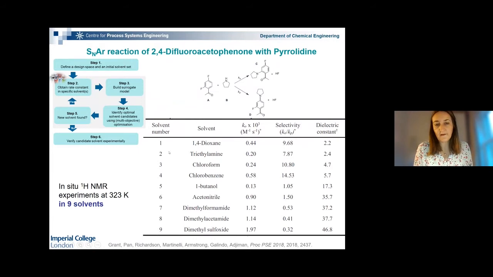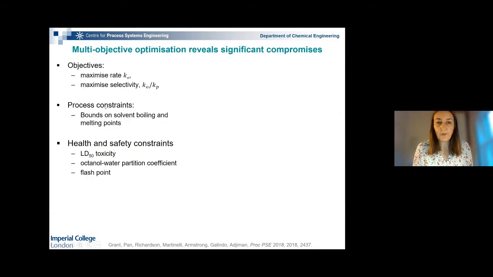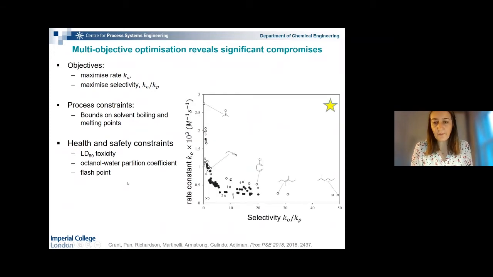Okay, so we've done these in situ experiments by NMR for the 9 solvents, and we then go around the loop building a surrogate model and identifying optimal solvents. And so the problem that we pose is to maximize both the rate K-ortho, as well as the selectivity of the ortho with respect to the para product. We have bounds on the boiling point and melting point of the solvent. We look at toxicity, octanol water partition coefficient, and flash points to look at the health and safety of the solvent. And these are the results that we are able to generate.